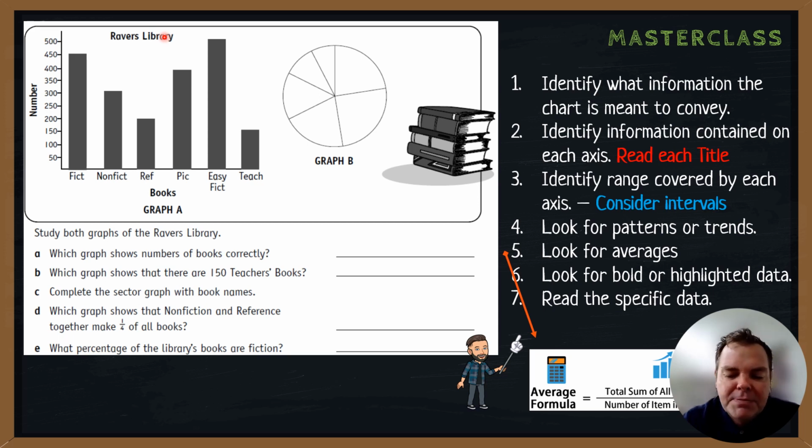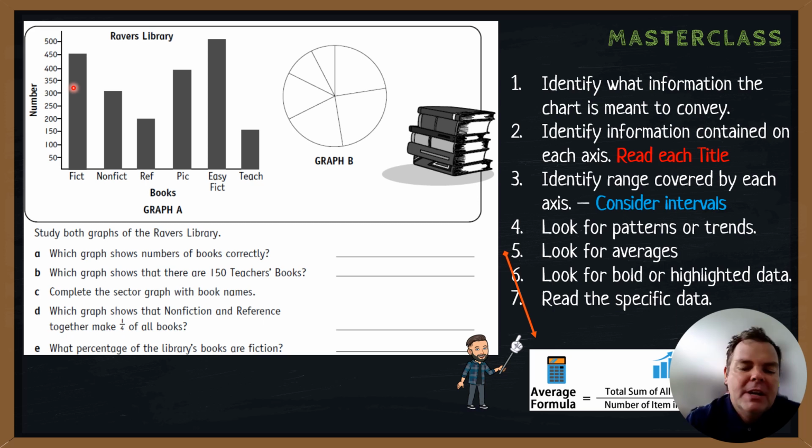Number two is being able to read the titles. Each graph should definitely have a title, and we can see Raver's Library is our title. We can see that the y-axis is labelled really nicely, and the x-axis is labelled really nicely with the type of books. So that helps me to understand more information that's on my graph. Without the y and the x-axis, the graph is pretty much useless because it doesn't tell me anything.